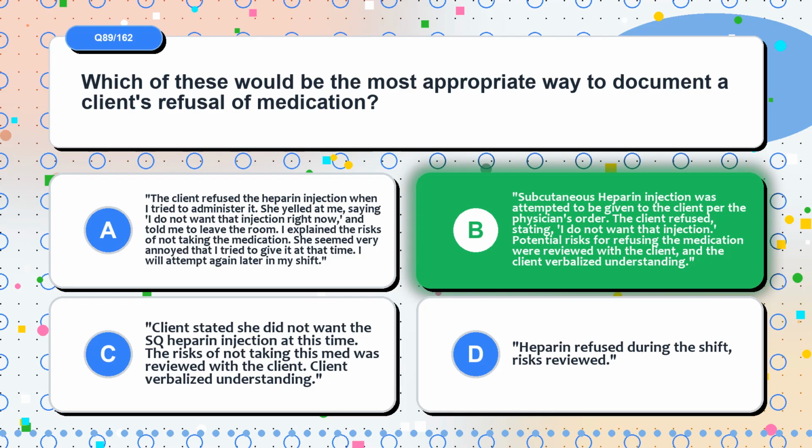The correct answer is option B. Subcutaneous heparin injection was attempted to be given to the client per the physician's order. The client refused, stating, "I do not want that injection." Potential risks for refusing the medication were reviewed with the client, and the client verbalized understanding.